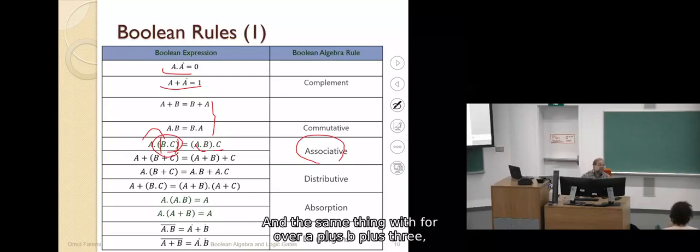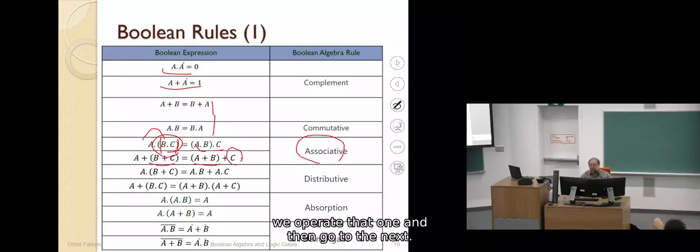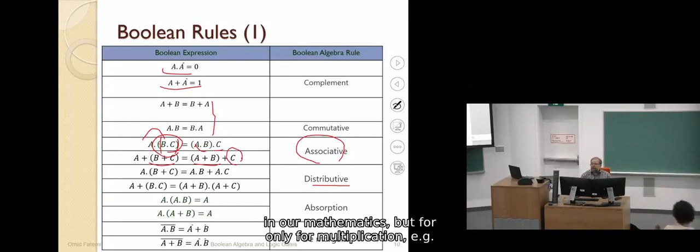And the same thing for OR. A plus B plus C is A plus B plus C. If we put parentheses, it means that we first operate that one and then go to the next one. And this one, distributive property. We are familiar with this in our mathematics, but only for multiplication.